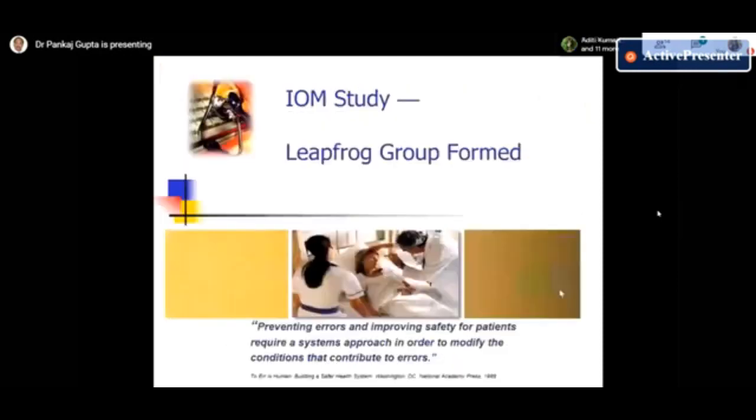That is when the Leapfrog Group was formed. The Leapfrog Group was created by large employers like Microsoft, Boeing, Ford, and a couple of others. So these large employers all got together and created the Leapfrog Group. This Leapfrog Group is a patient safety group because all these employers said that if so many patients are dying because of preventable medical errors, this is a patient safety issue.